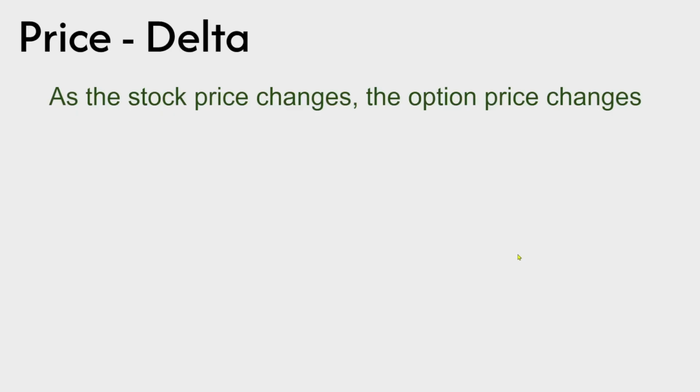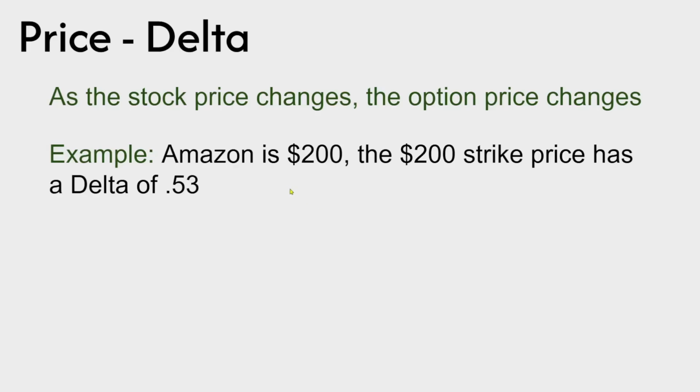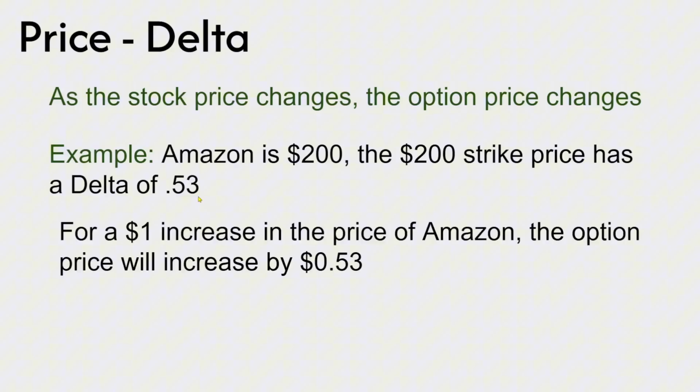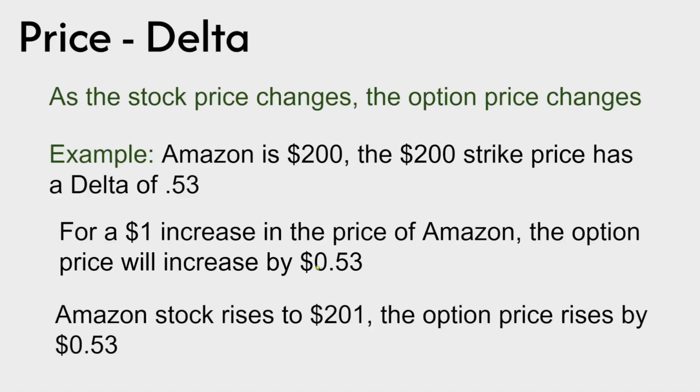Let's look at our next variable, which is price, and this Greek is delta. As the stock price changes, the option price changes. So an example, Amazon is at $200 per share. If we look at the option, the $200 strike price has a delta of 0.53. What this means is that for every dollar increase in the price of Amazon, the option will increase by 53 cents. So Amazon stock rises to $201, and the option price will rise by 53 cents.